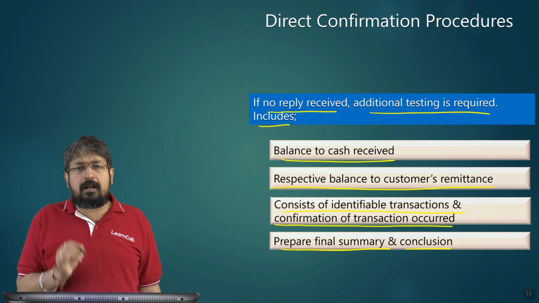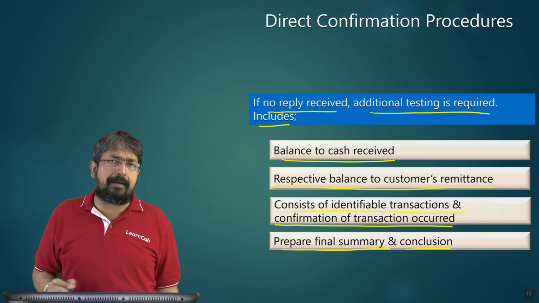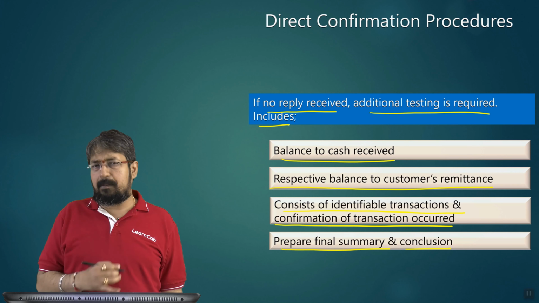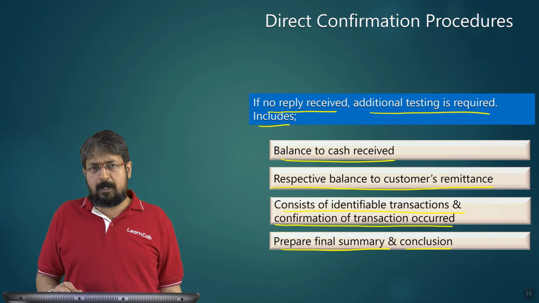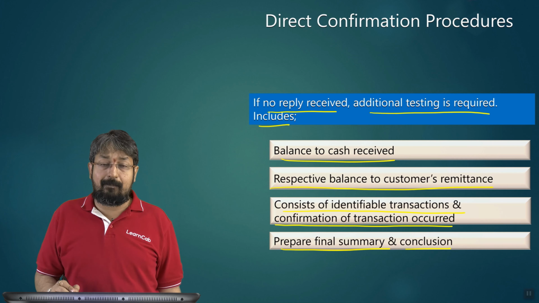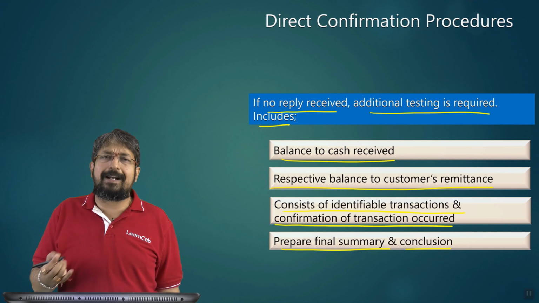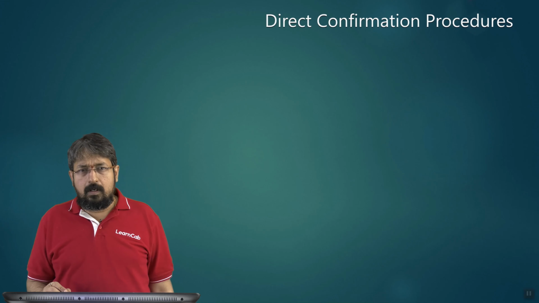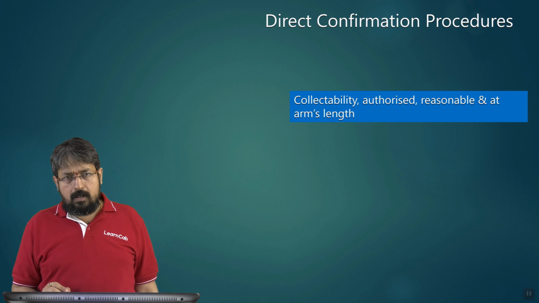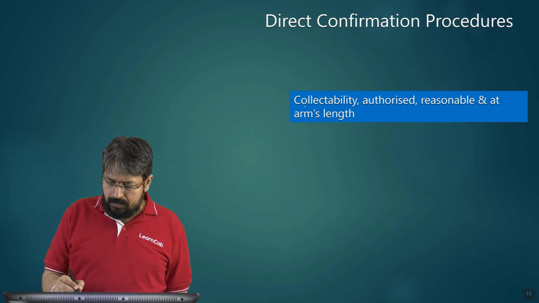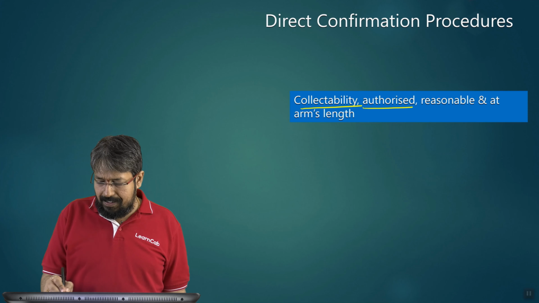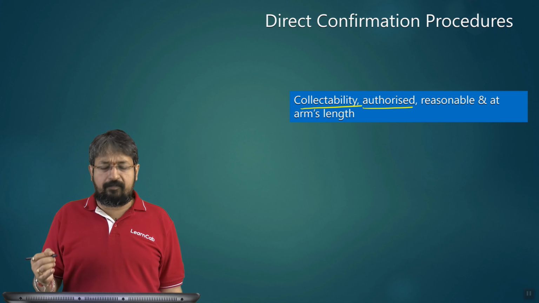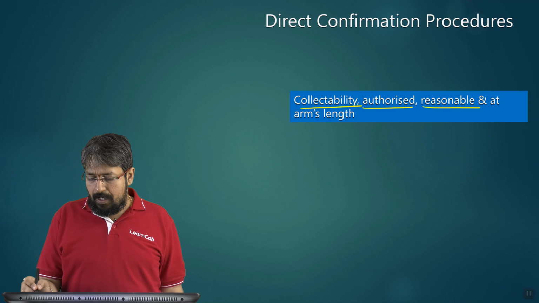So, make a final summary of these circularizations. For example, there are 100 customer accounts. 95 customer balances are matching, 5 are not matching. Why are they not matching? Try to ascertain the reason to draw the conclusion and ensure, my dear soldiers, whether the balance is collectible and if any write-off happens, it is written off based on proper authorization.